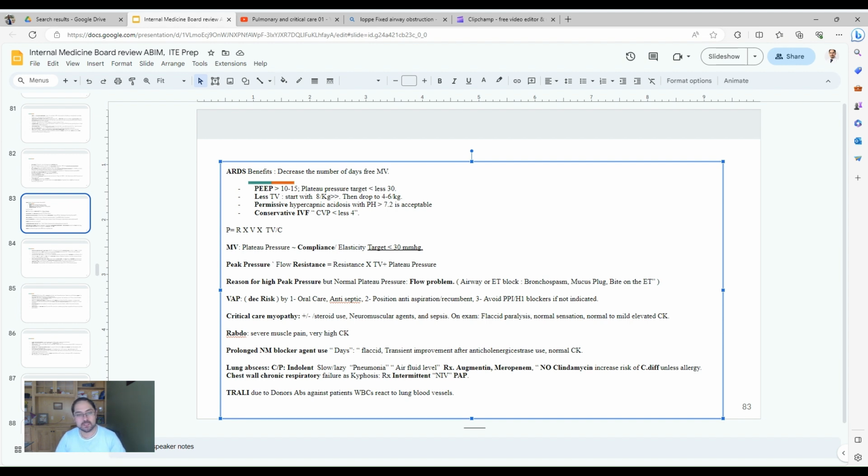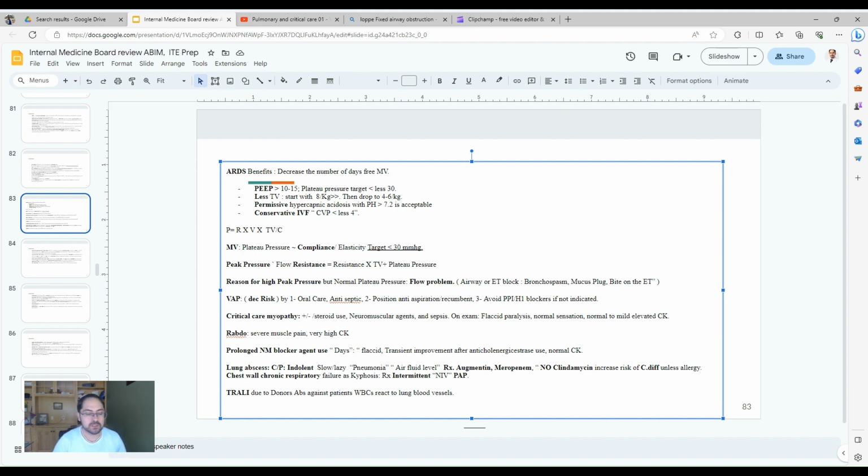Prolonged neuromuscular agent use related paralysis: there is use of neuromuscular blockers for more than days, and the patient has a transient kind of paralysis and weakness that responds very well to anticholinesterase, or anti-acetylcholinesterase. Normal CK. Lung abscess is one of the questions.